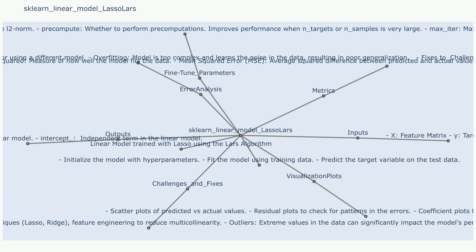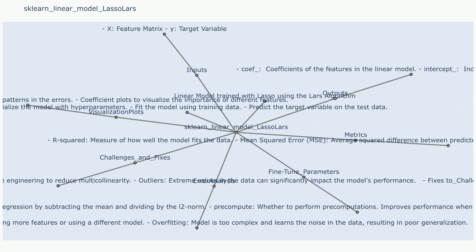Fine-tune parameters. Alpha, the lasso penalty parameter. A larger value of alpha will lead to more coefficients being set to 0. Fit intercept, whether to fit an intercept to the model. Normalize, whether to normalize the features. EPS, the stopping criterion for the LARS algorithm.